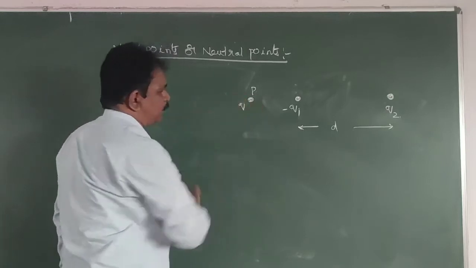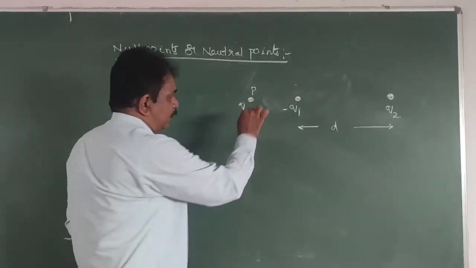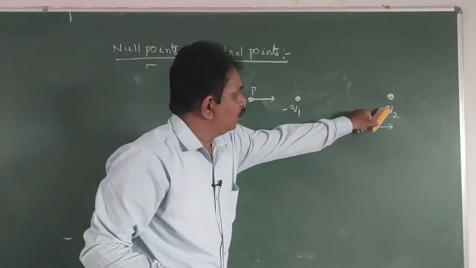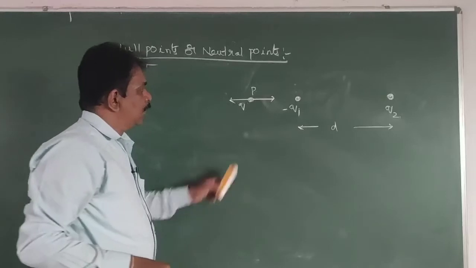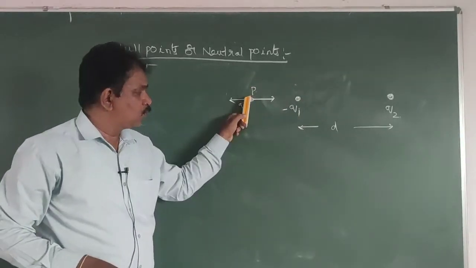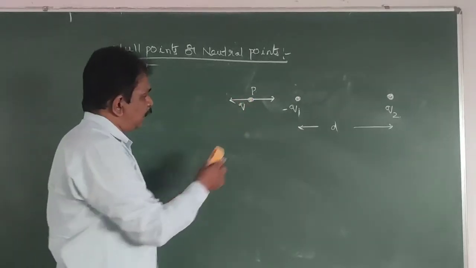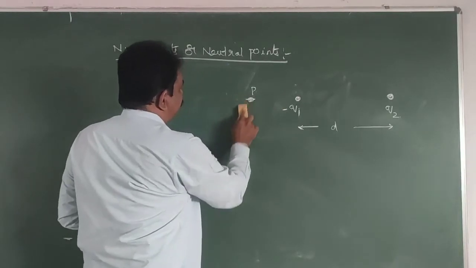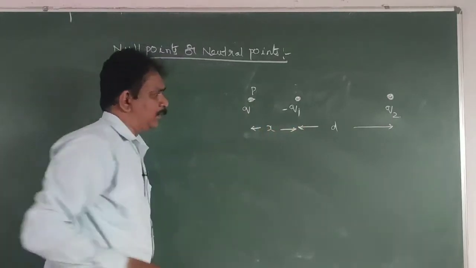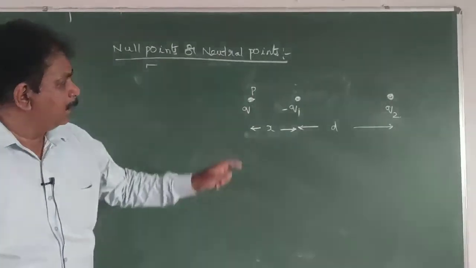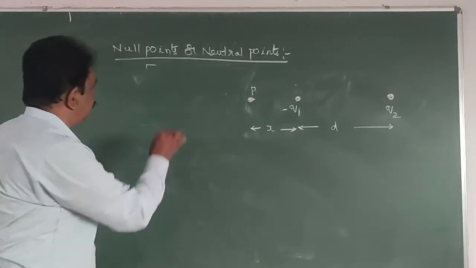Okay, here if you keep charge, minus Q1 and q will attract. Q2 and q, like charges, will repel. These two will attract, those two will repel. Then net force may be equal to 0 here. Here I am assuming at the point P, net field will be equal to 0. Okay? Then what will happen here? Because of this, what is the field intensity?